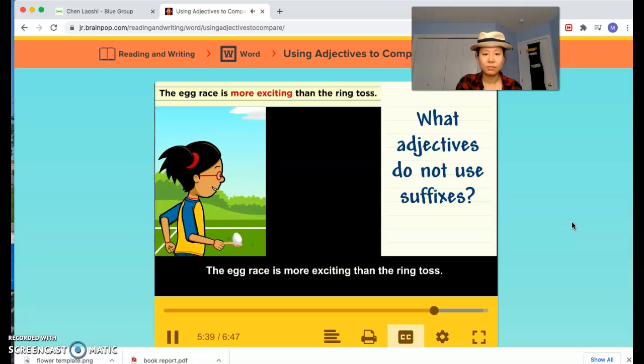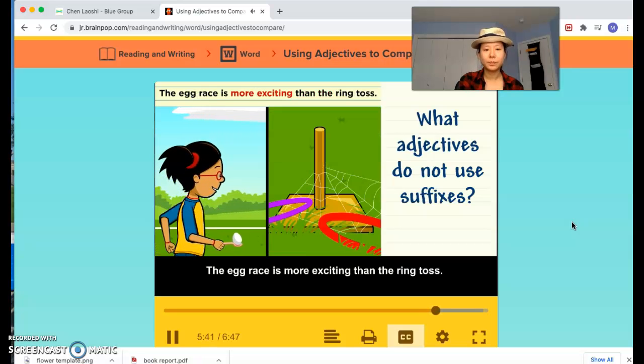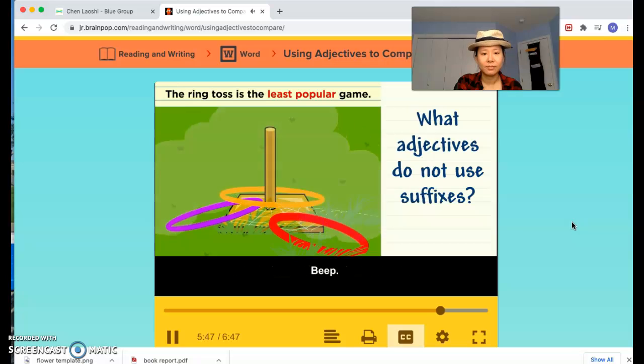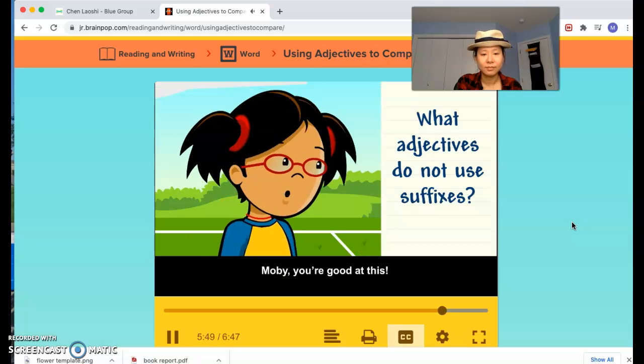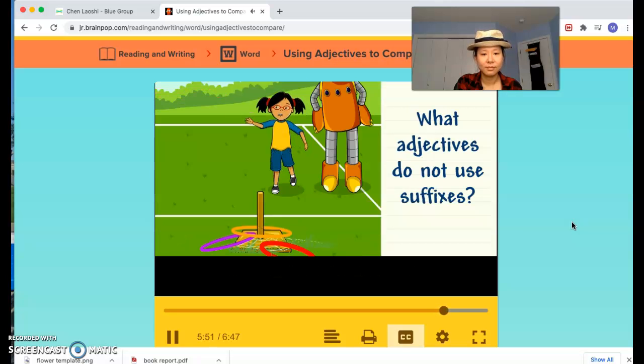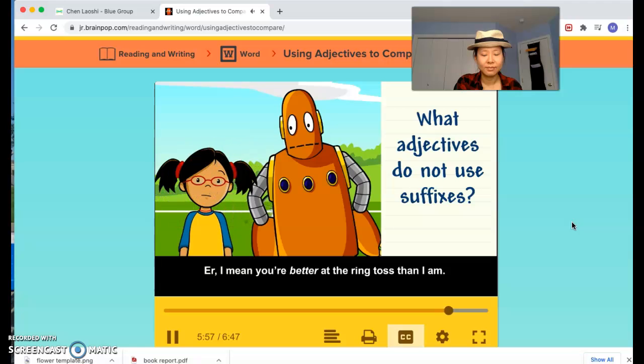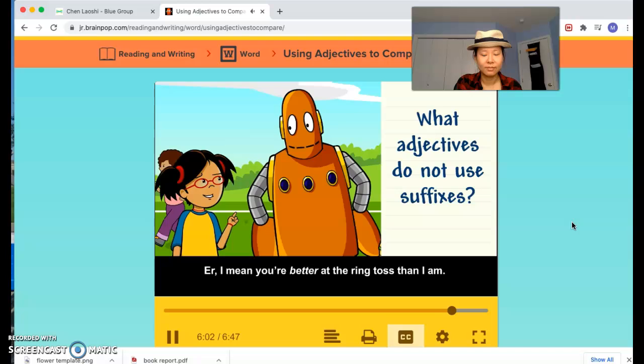The egg race is more exciting than the ring toss. The ring toss is the least popular game. Moby, you're good at this. You're gooder at the ring toss than I am. You're better at the ring toss than I am.